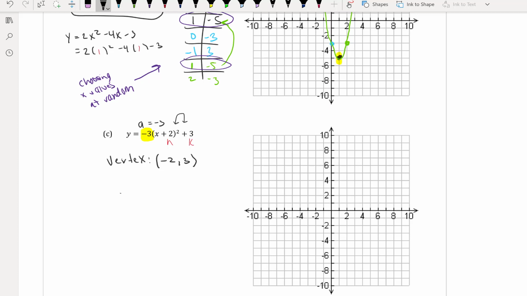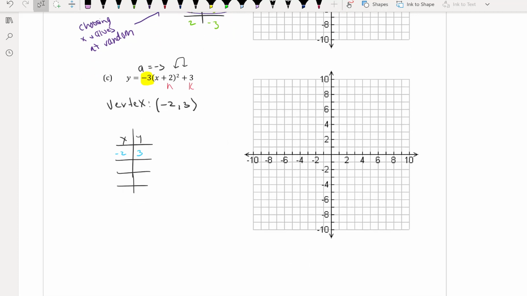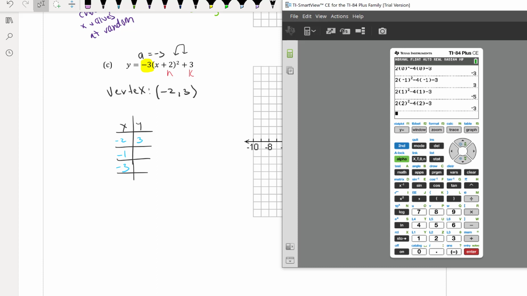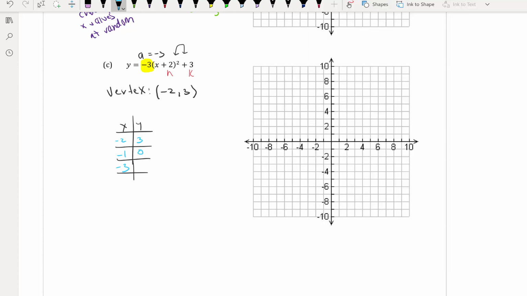Okay, so maybe I want to pick some values here. So remember that I have my vertex at negative 2, positive 3. So maybe a good value to pick for my x values is negative 1, and maybe negative 3. And let's see what happens when we plug those values into my equation. So I'm going to have a negative 3 in parentheses, and the value that I'm plugging in for x is negative 1. So negative 1 plus 2, square that, and it says plus 3. So remember, this is for my x value of negative 1, and I get 0. So I'm going to go ahead and put 0 on there.